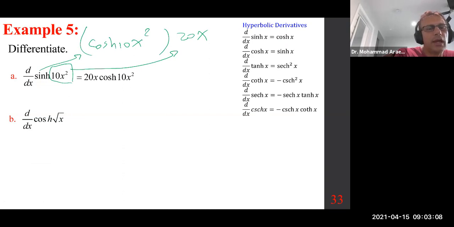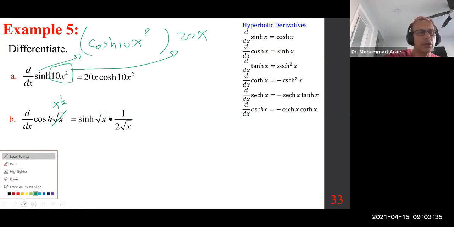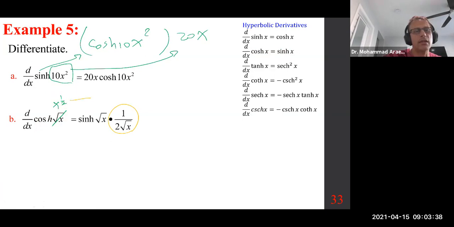We do the same thing here, and we change, if need be, this to x to the power 1/2. We've done that before, so we don't have to worry about it. By that, I mean we've dealt with the square root of x. Cosh gives you sinh, so sinh of x to the power 1/2, or square root of x. And then the derivative of x to the power 1/2 is 1/2 x to the power of negative 1/2. We have done this before: it's 1/2 x to the power of 1/2 minus 1, or negative 1/2, which gives you this, and you put it in front accordingly.